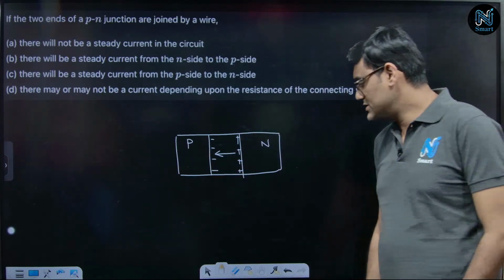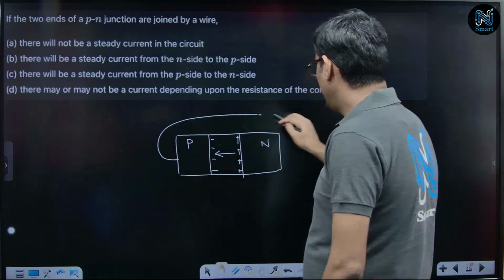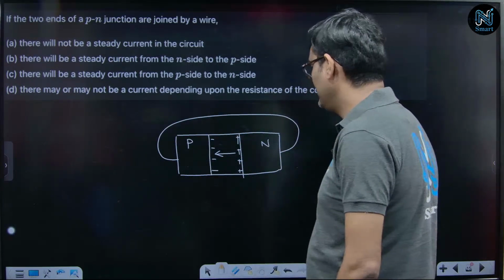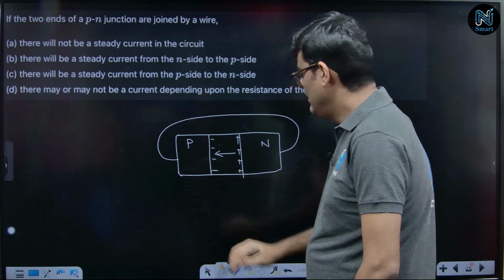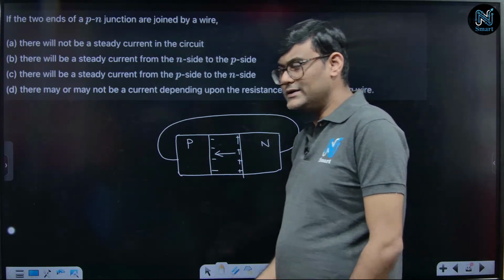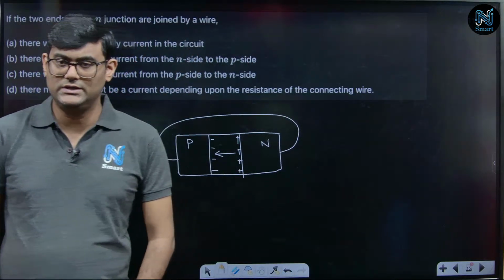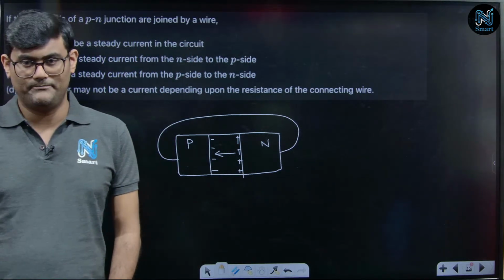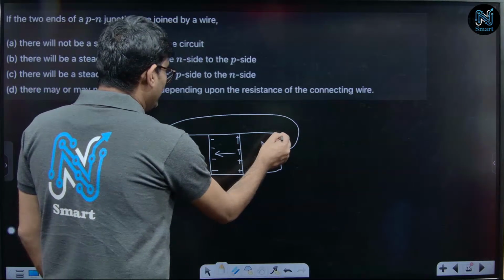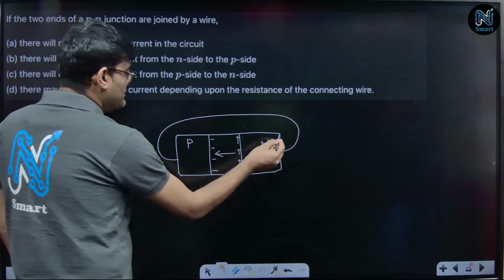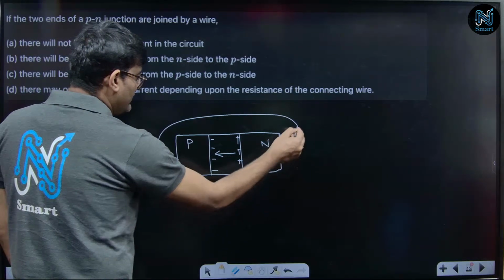আমার কোয়েশ্চেন বলছে যদি আমি এই পিএন জাংশনের এই দুটো এন্ডকে একটা কন্ডাক্টর দিয়ে জয়েন করে দিই তাহলে কি হবে? আচ্ছা, দেখো, কন্ডাক্টর দিয়ে আমি জয়েন করছি কিন্তু এখানে কোনো ইএমএফ কিন্তু ইউজ করছি না, এখানে কোনো ইএমএফ ইউজ করা হচ্ছে না। যদি আমি বলি যে এর ভেতরে কোনো একটা কারেন্ট তৈরি হবে, তুমি বলতে পারো যে আচ্ছা এখানে তো ইলেকট্রনের কনসেন্ট্রেশন বেশি, তাহলে ইলেকট্রনগুলো কি এখান থেকে চলে যাবে?